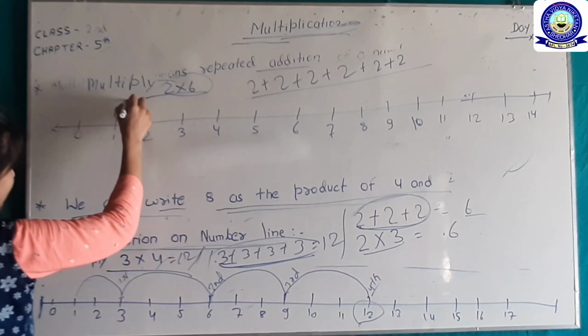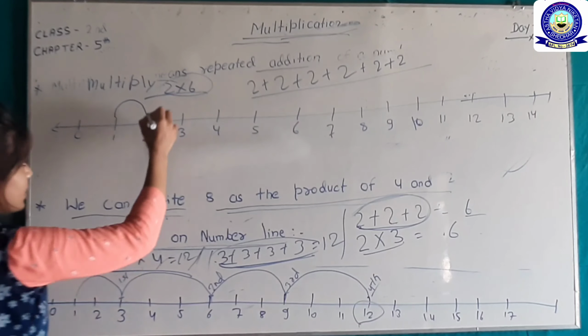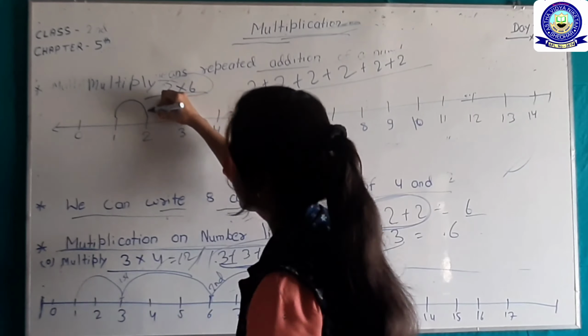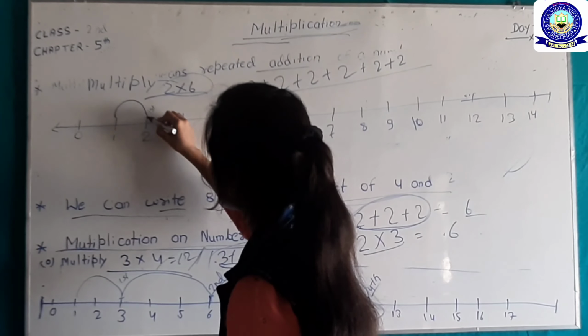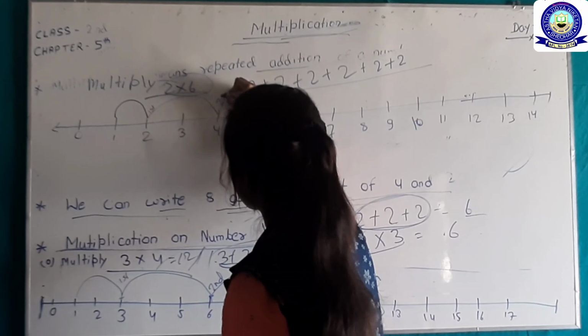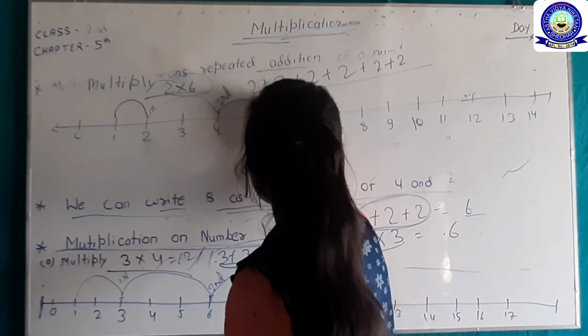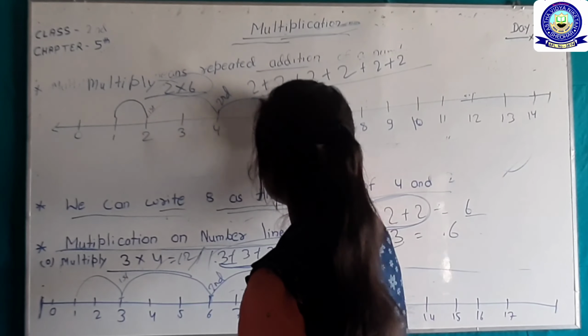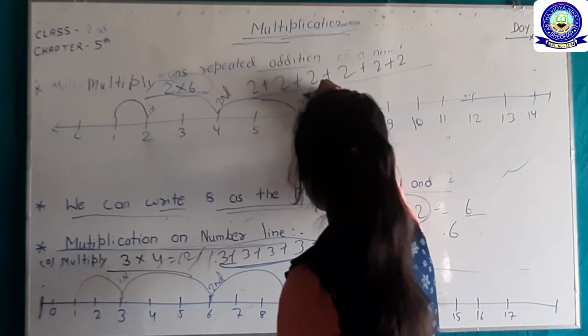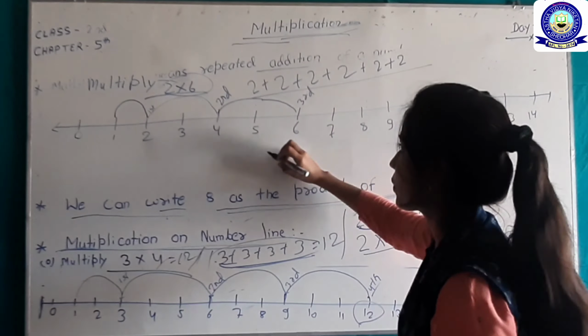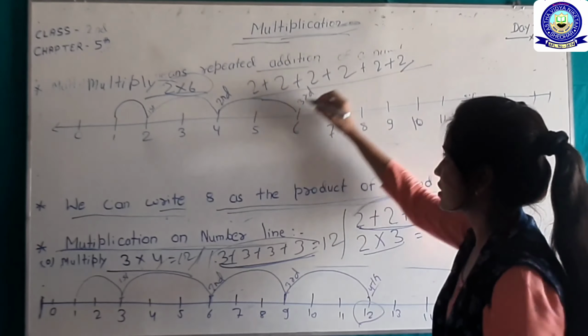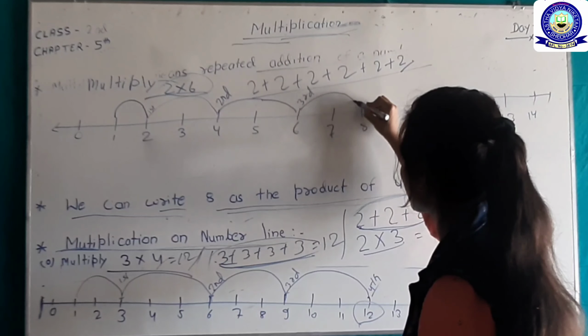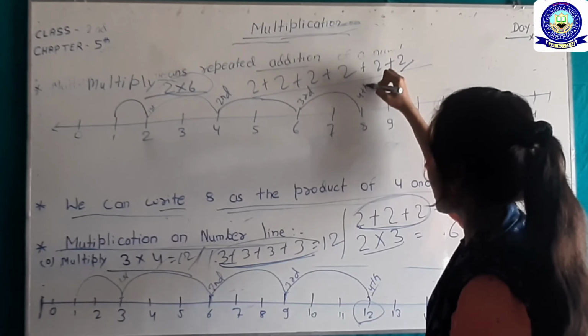First of all, this is our first position, first addition. 2 plus 2 we get 4. This is our second time. 4 plus 2 we get 6. This is our third time. We have to count it 6 times. 6 plus 2 we get 8. This is our fourth time.